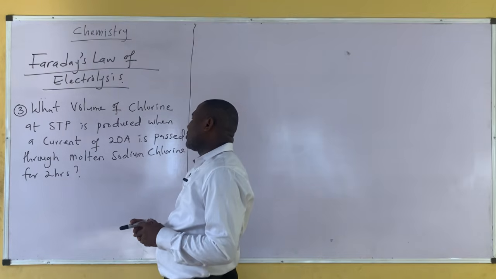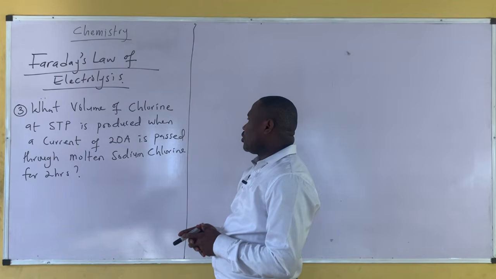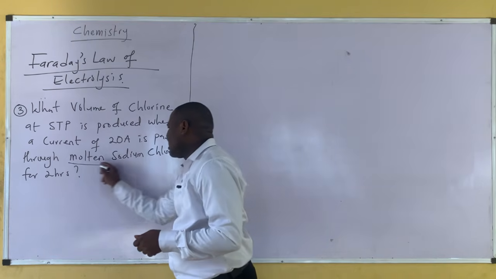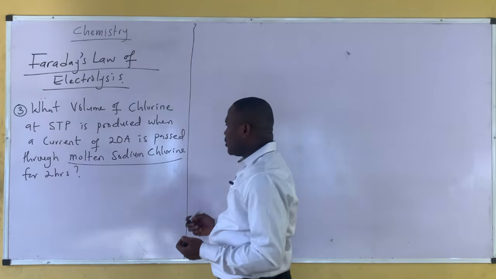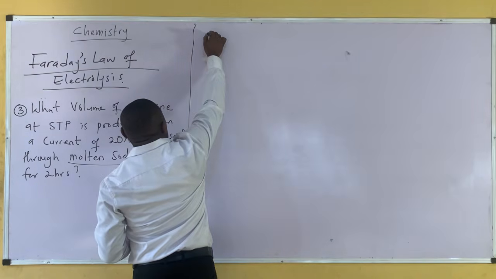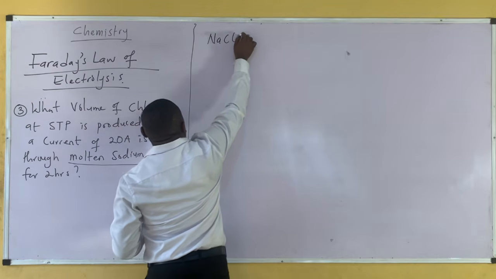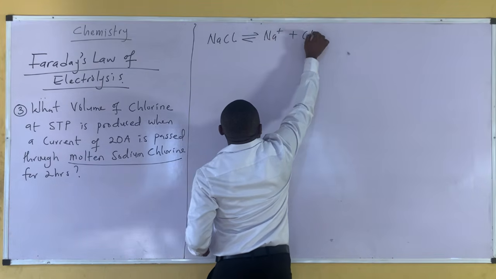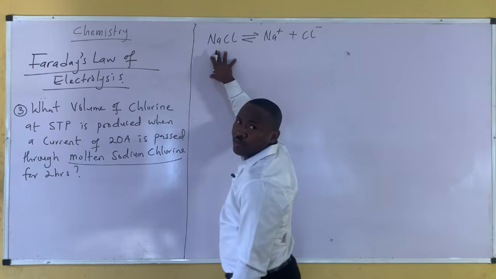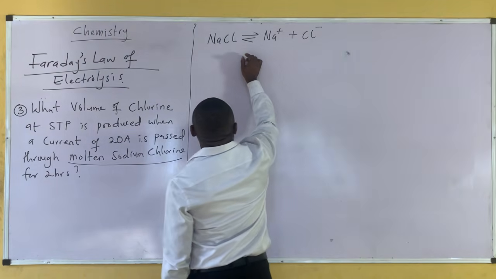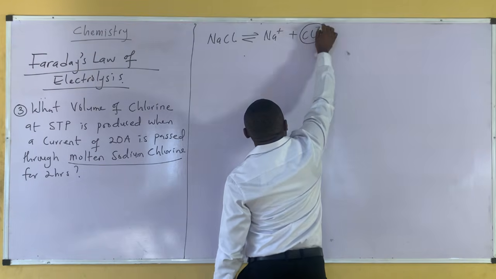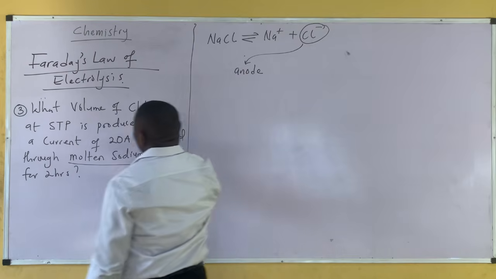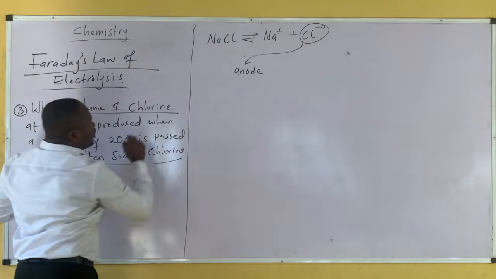What volume of chlorine at STP is produced when a current of 20 ampere is passed through molten sodium chloride? Now remember, I said molten sodium chloride is NaCl. If you dissociate, it will just be Na+ and Cl-. There is no water present. So the gas that goes to the anode, that's why the question is asking what volume of chlorine gas.